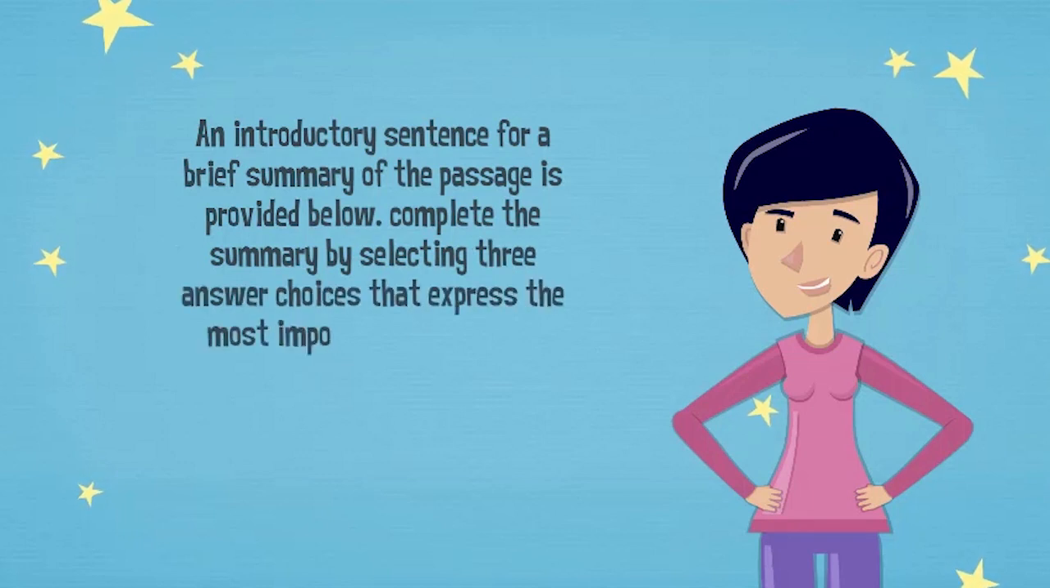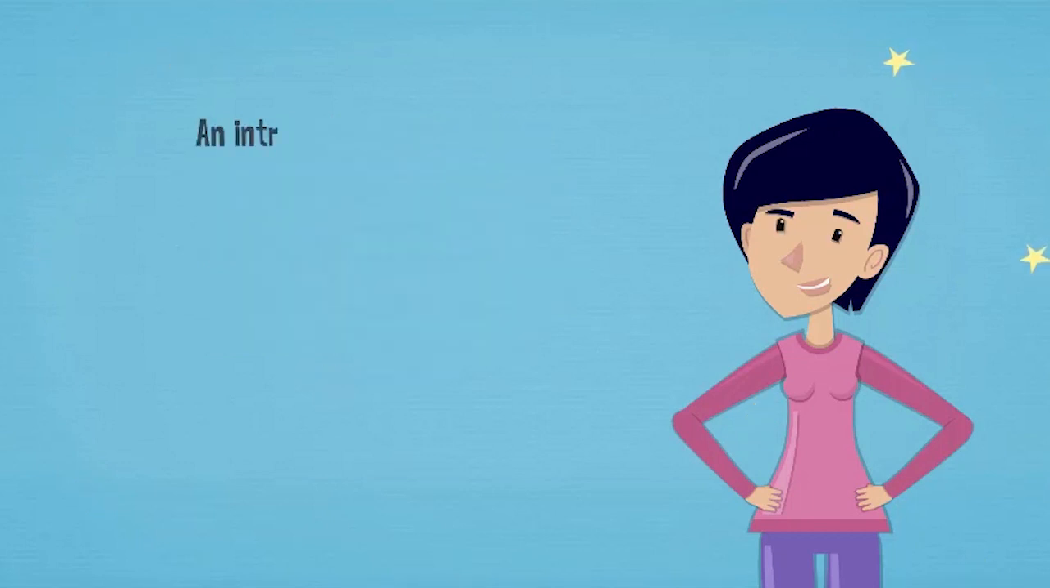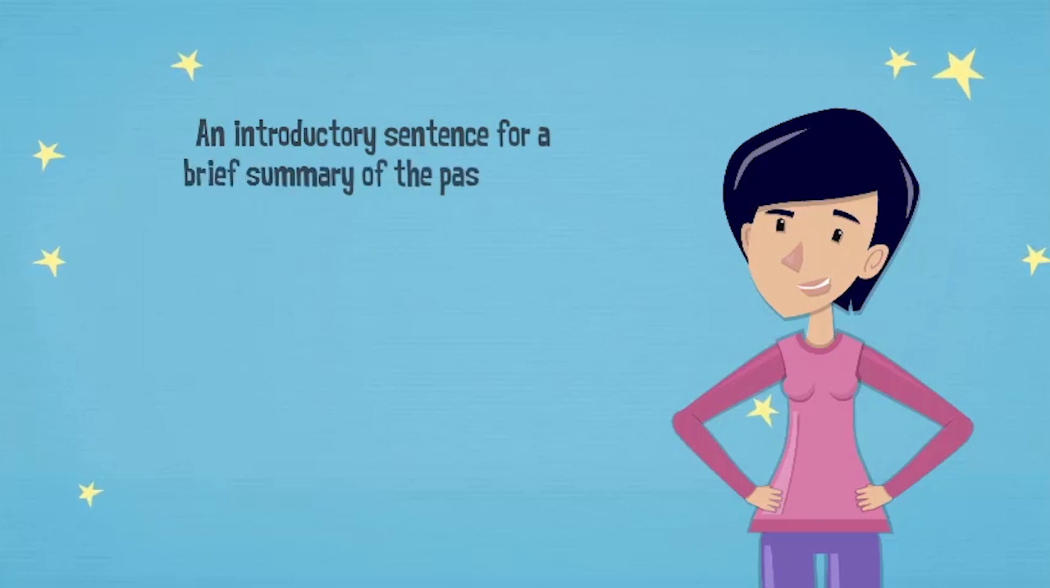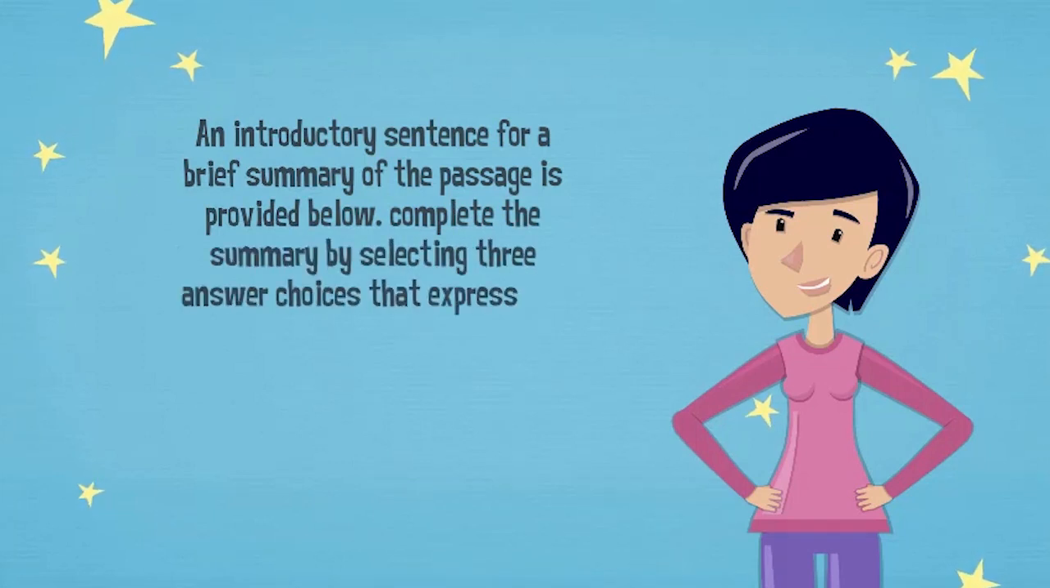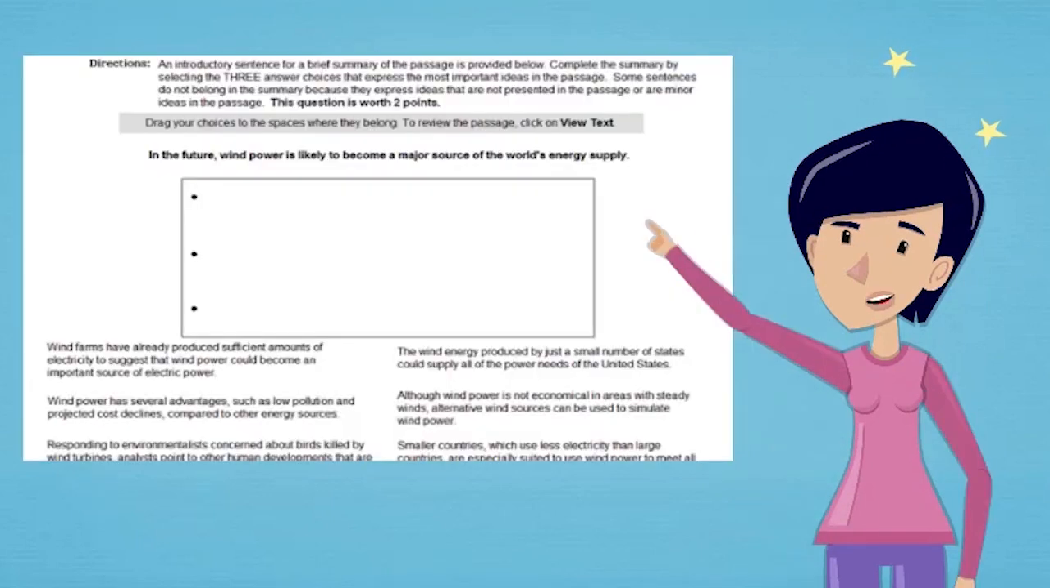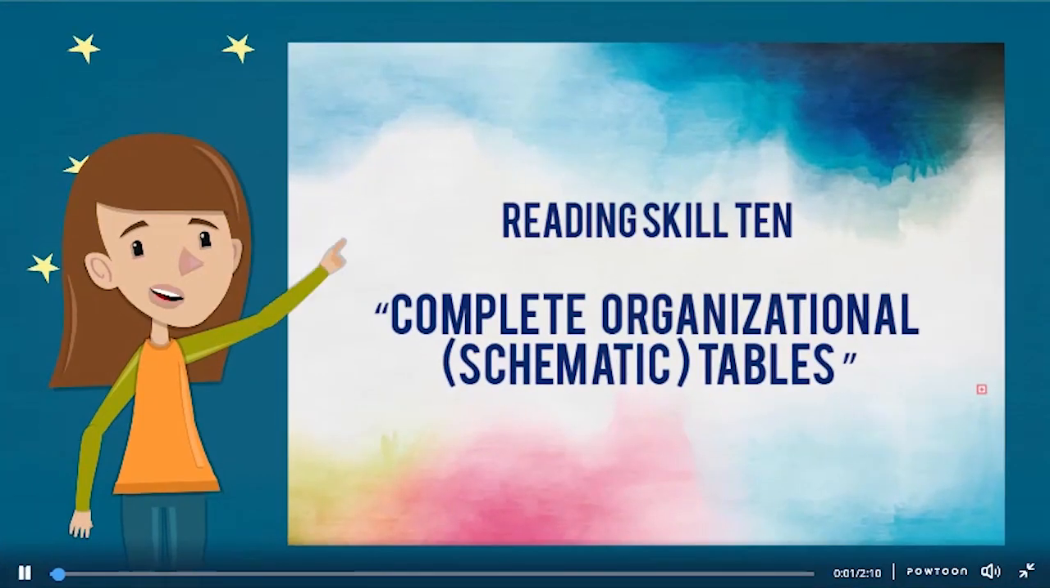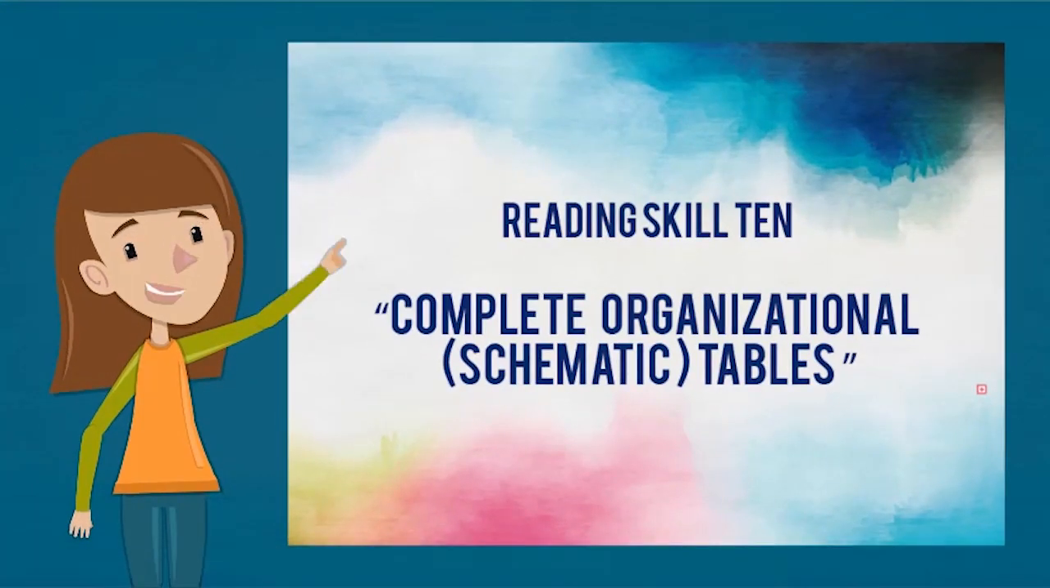You will have an instruction like this. An introductory sentence for a brief summary of the passage is provided below. Complete a summary by selecting 3 answer choices that express the most important ideas in the passage. Then, a thesis statement and summary chart with 6 possible answer choices are given like in the example below.